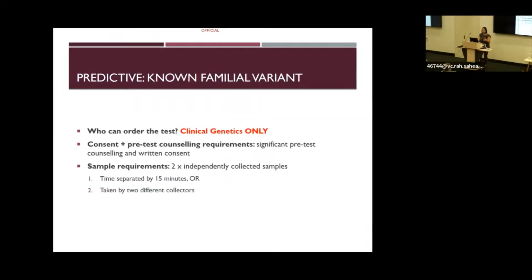So for this particular test, we prefer that these come through clinical genetics only because of the extensive pre-test counselling and consent requirements before the testing. The other thing that we have for predictive testing is we like to have 2 independently collected samples. So what does that mean? We have venipuncture, we get the sample, then we wait 15 minutes, then we venipuncture again and get a second sample. Or it's been collected by 2 different collectors.